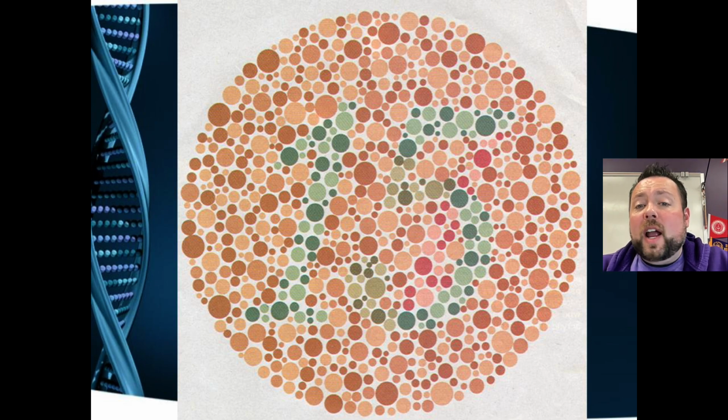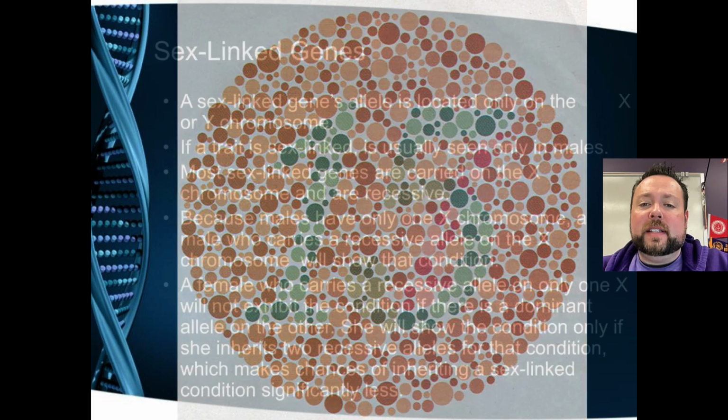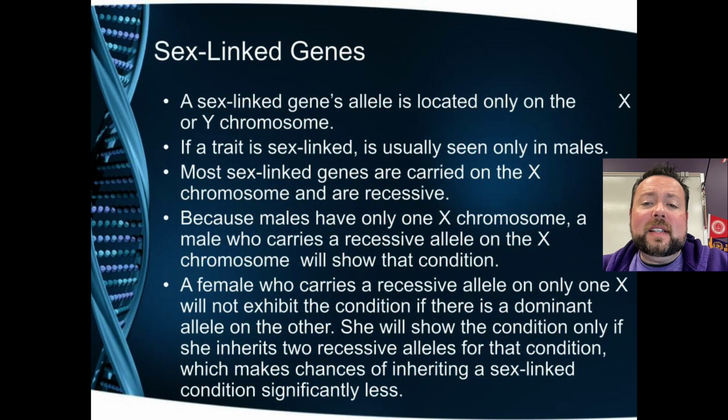Colorblindness comes in a variety of forms, but red-green colorblindness is one of the most common and is an example of a sex-linked or X-linked trait. Sex-linked traits are characteristics that are more common in one biological sex over another. That's because these genes are typically located on the X chromosome.